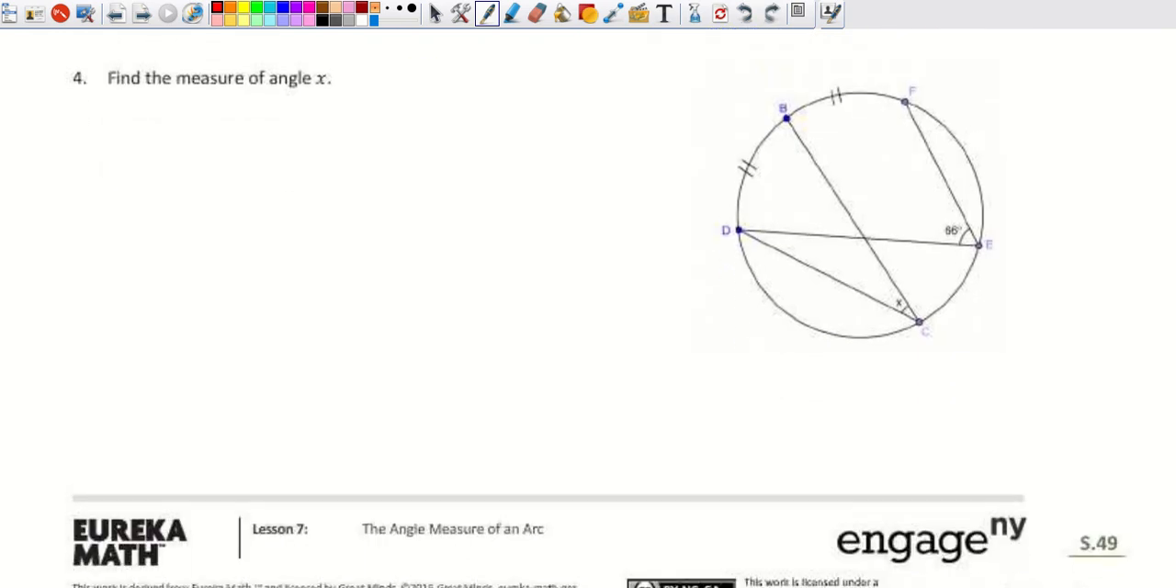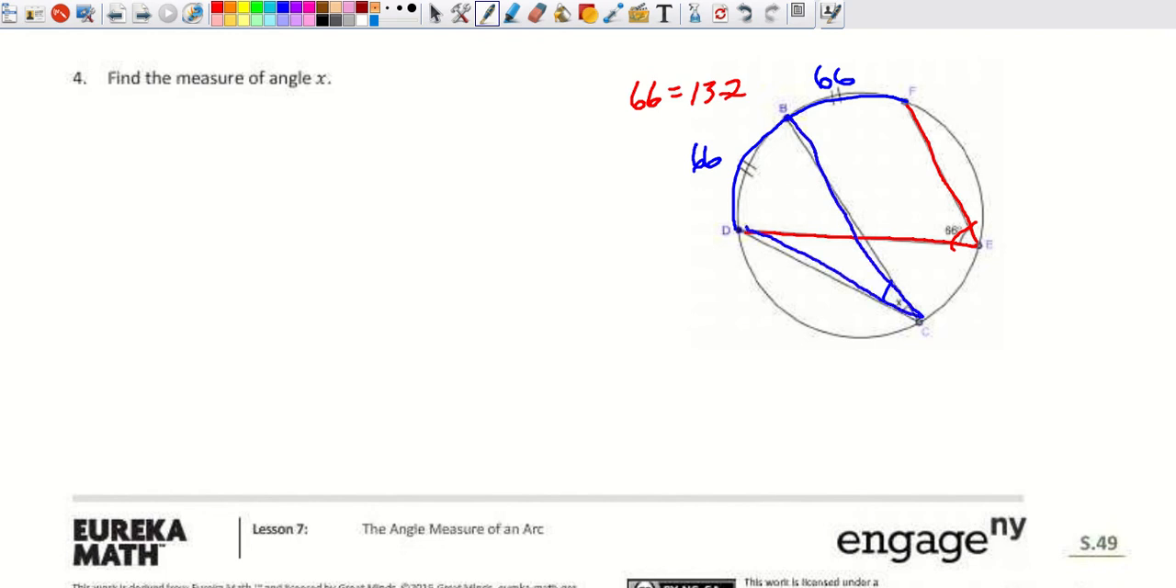For number 4, we're going to find the measure of x here. So once again, go ahead and pause, try it on your own. Okay. Angle E is inscribed. So if this arc is 66, we're going to double it to get the measure of 132 for this big arc right here. But remember, these two arcs are equal, BF and BD, so they're actually both 66. Therefore, this angle is half, since it's an inscribed angle to the 66-degree arc. So x is equal to 66 divided by 2, which is just 33 degrees.